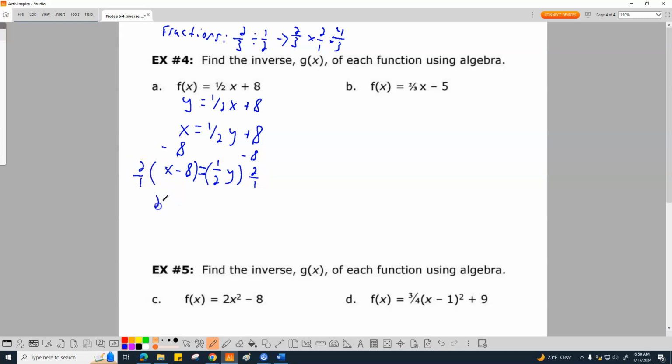2 times x is 2x. 2 times 8 is -16. And then this clears away. 1/2 times 2y, this basically gets y by itself. And you now have your answer. Y equals 2x minus 16. That's how you solve it algebraically.